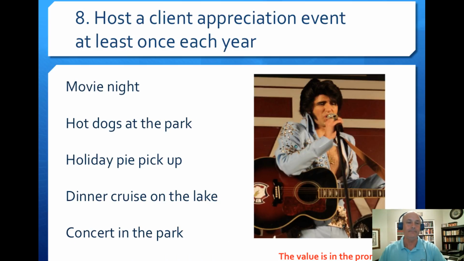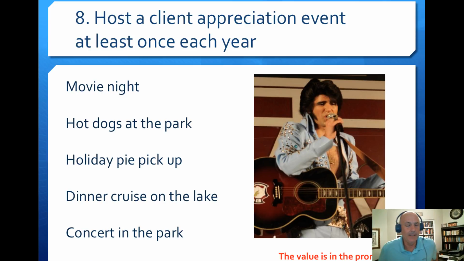Number 8. This is the last of our marketing strategies. Hold a client appreciation event at least once each year. You can rent a theater on Tuesday nights at the local cinema fairly inexpensively, negotiate a discount on soda and popcorn, and invite all of your A's and B's. And if you don't get enough, then you can reach into your preferred C's. Have hot dogs at the park. You don't have to spend a lot of money on this.